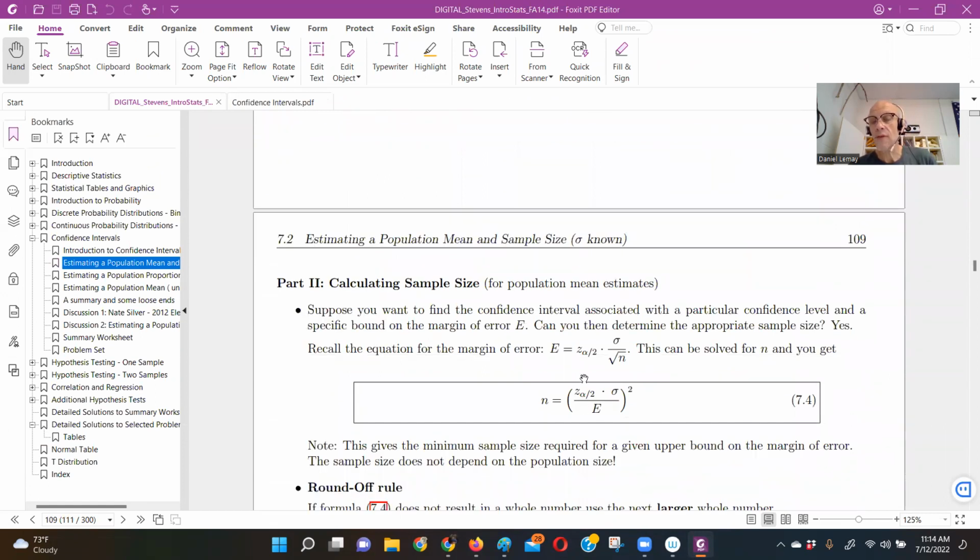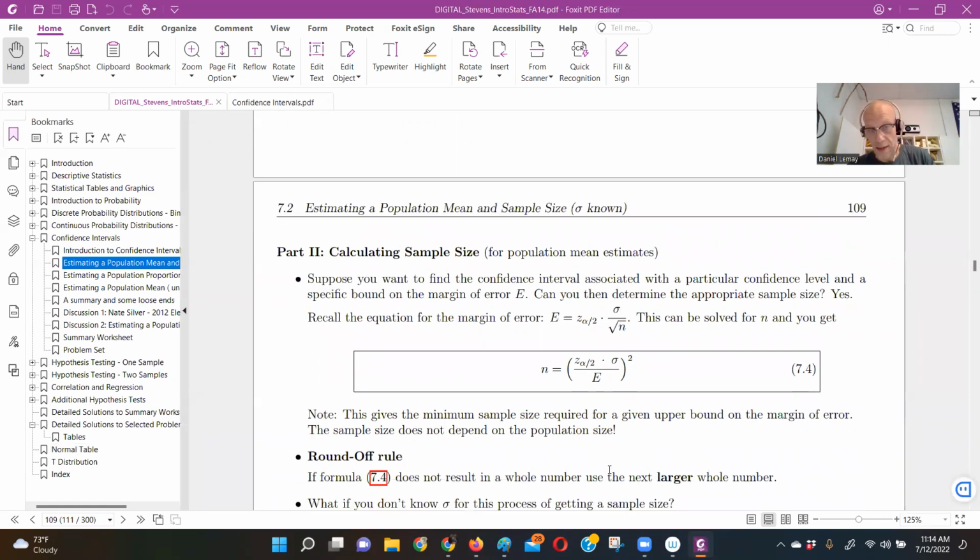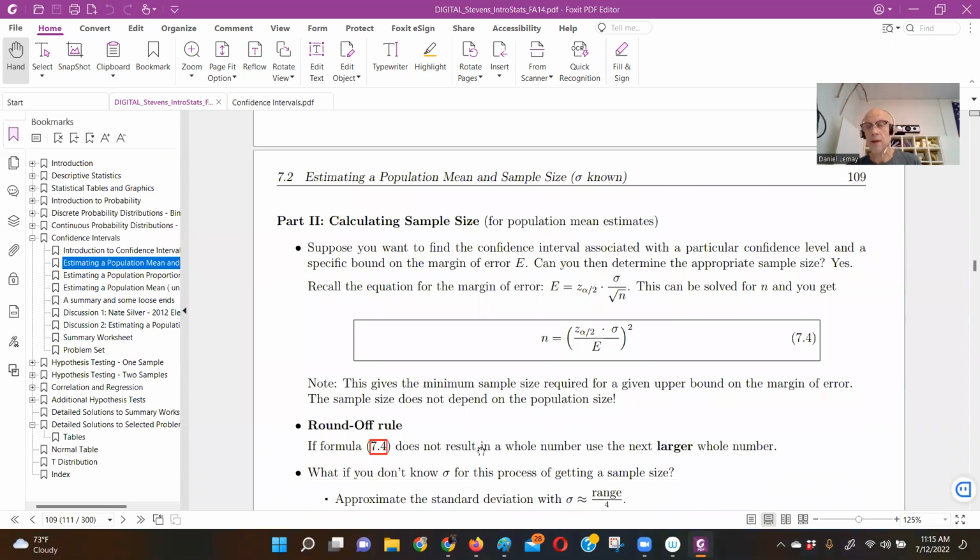So you take the critical value of z times the standard deviation divided by the margin of error, and then you square it. And then what's really important is you round up. If you don't get an integer, you'll always go up. Even if it was like 62.2, you're going to round up to 63. Because 62.2, if you just use 62, that's not big enough. You'd have to go up to the next number.